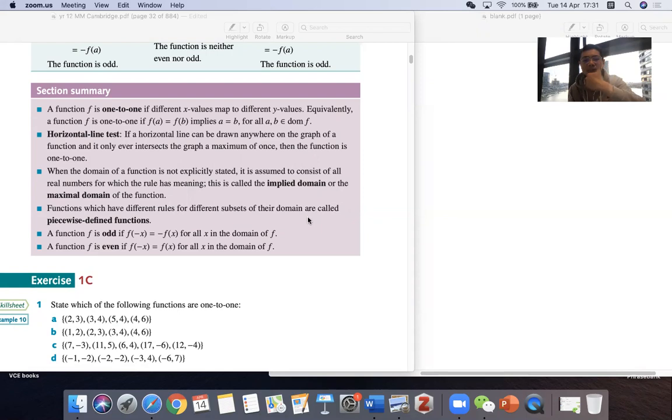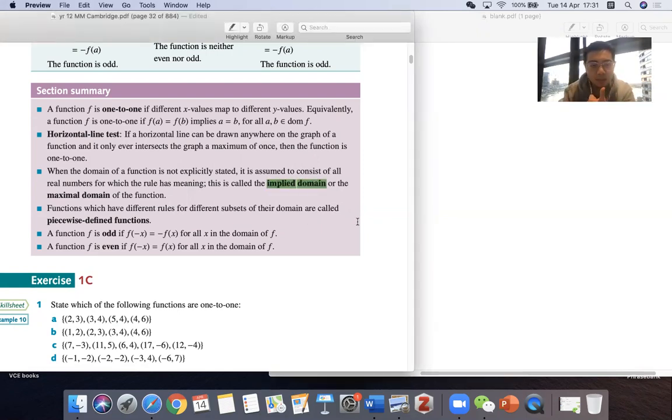The basic idea for two math terminologies. The first one is implied domain. I highlight for you guys over here, implied domain. And the next one is piecewise defined function. And last but not least, what do we mean by odd? And what do we mean by even?